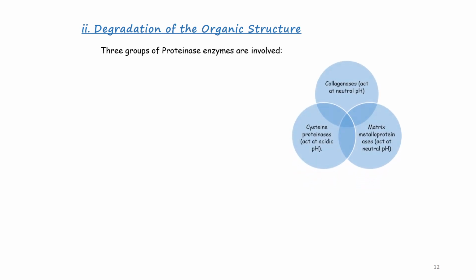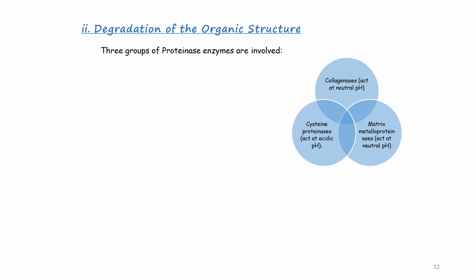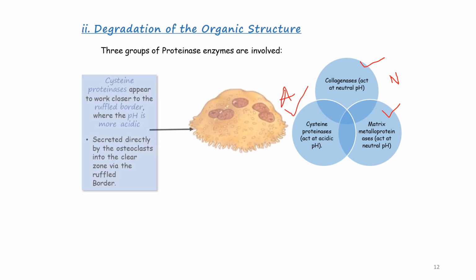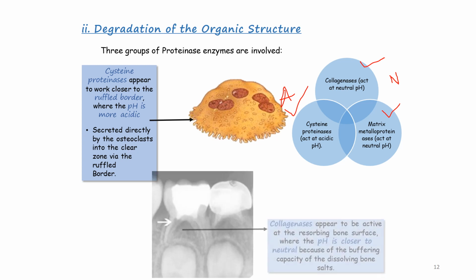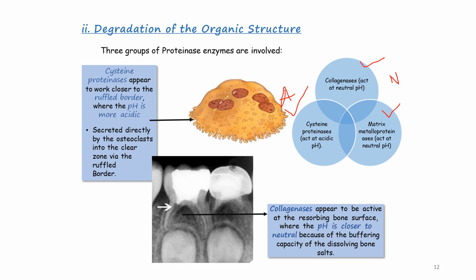Coming to the degradation of the organic structure, three groups of proteases are involved here, which include the collagenases, the matrix metalloproteinases as well as the cysteine proteases. The collagenases and the matrix metalloproteinases act at a neutral pH, while the cysteine proteases act at the acidic pH. As discussed, cysteine proteases appear to work closer to the ruffle border because it is acidic here, that is at the resorptive area, while collagenases appear to be active at the resorpting site because the pH is closer to neutral here, because of the buffering capacity of the dissolving bone salts.